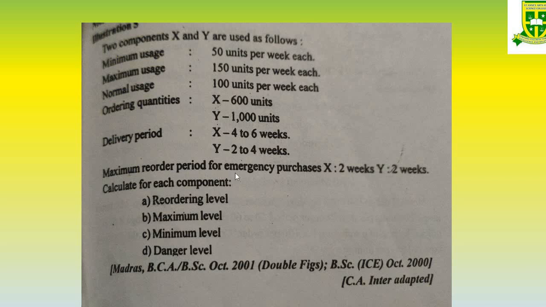The maximum reorder period for emergency purchase has to be used only for the danger level. Other than the danger level, it won't be used for any other purpose. So for X the danger level period is 2 weeks. For Y it is also 2 weeks. The fourth thing they have asked to calculate: reorder level, maximum level, minimum level and danger level.